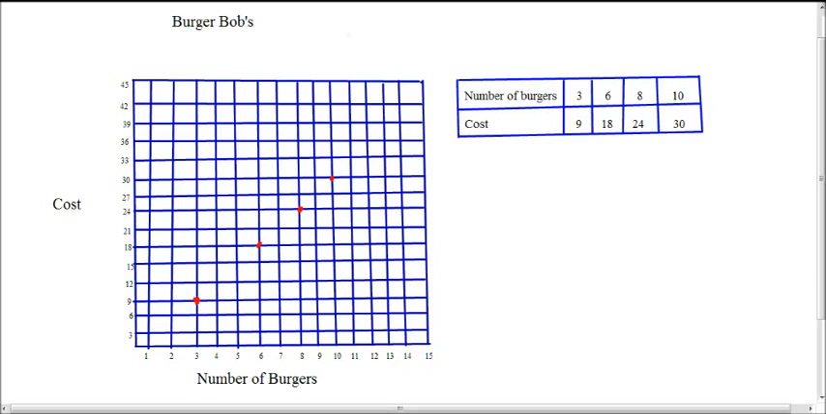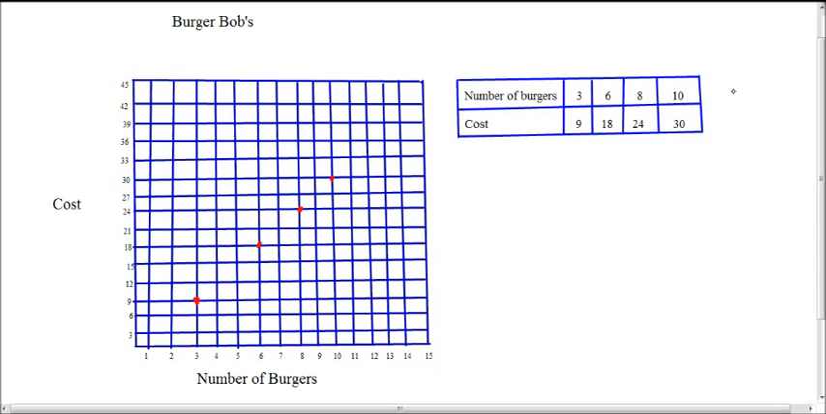Rate of change not only comes to us in a table format or a list of words, we should also be able to make that determination from a coordinate plane and a graph. So I've graphed this information, and as you can see, I have my cost as my y-axis, and the number of burgers as my x-axis. I'm doing so because the actual cost is affected by the number of burgers.